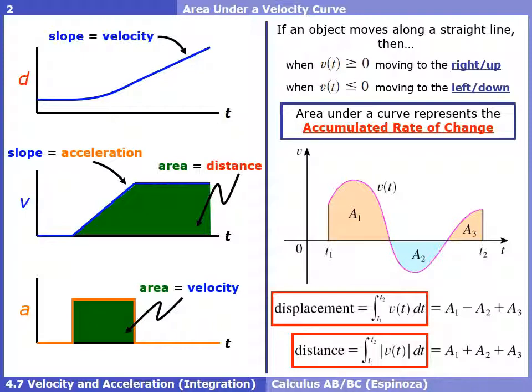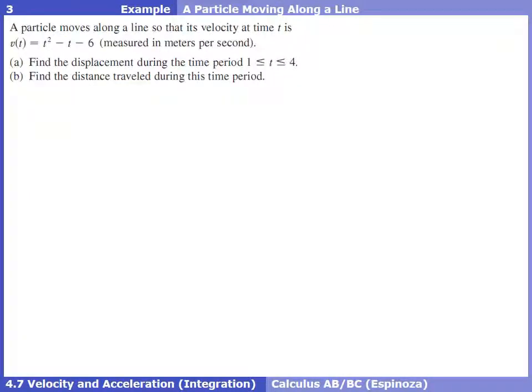So these areas are again representing either distance or displacement, depending on how you look at them. Okay, so let's take a look at an example. We have a particle moving along a line, and its velocity is given by this equation measured in meters per second. We want to first find the displacement during the time period from 1 to 4.